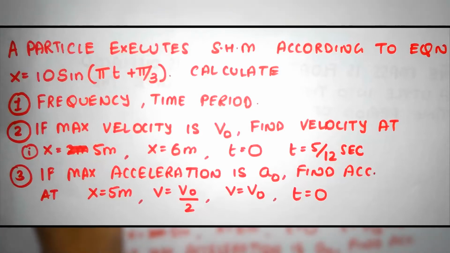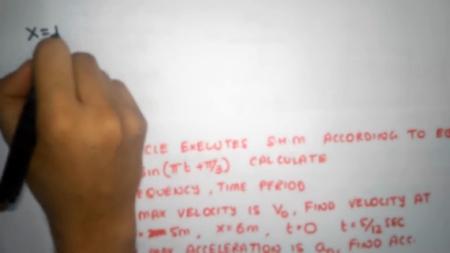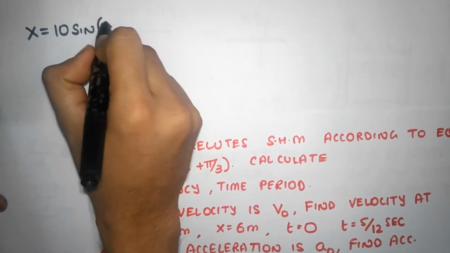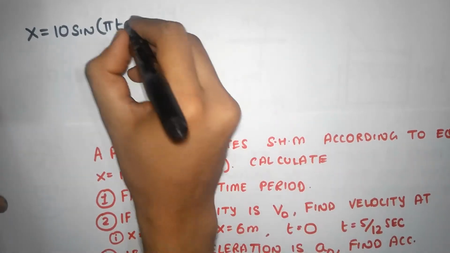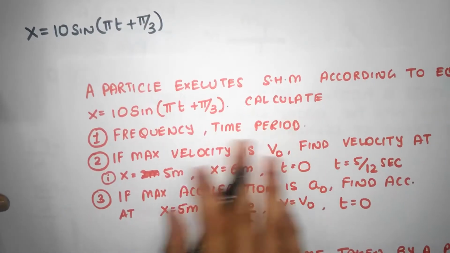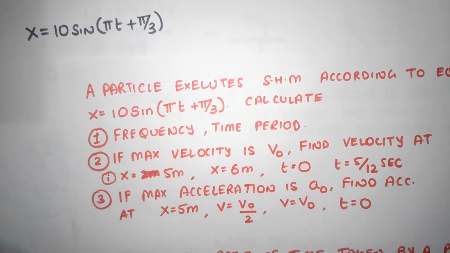the equation x equal to 10 times sine pi t plus pi by 3. And we are asked a bunch of stuff like frequency, time period, and maximum, and so on. Anyways, before we solve this, we will need some background.